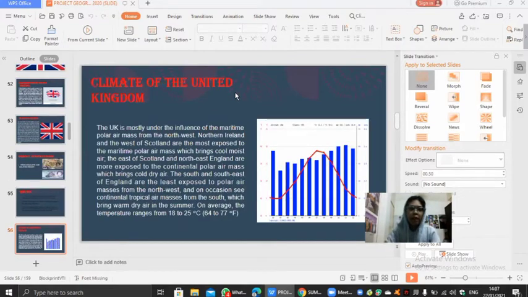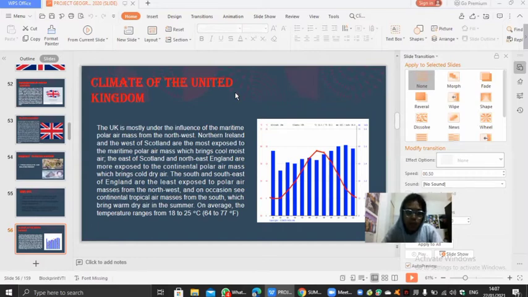This is the climate of the United Kingdom. The UK is mostly under the influence of the maritime polar air mass from the northwest. Northern Ireland and the west of Scotland are the most exposed to the maritime polar air mass, which brings moist air. The east of Scotland and northeast England are more exposed to the continental polar air mass, which brings cold dry air.